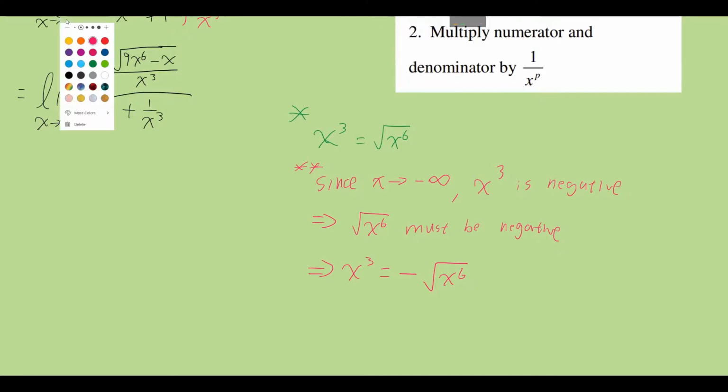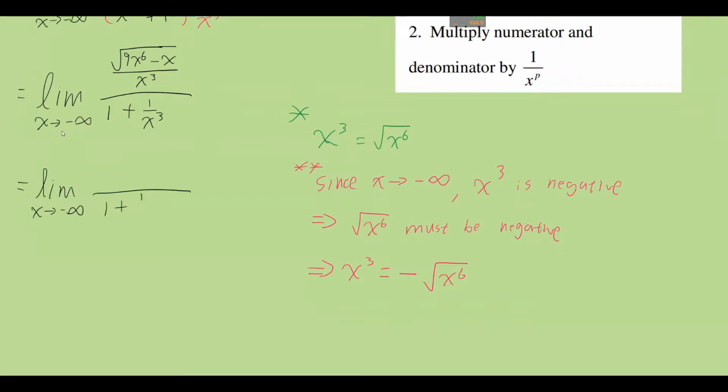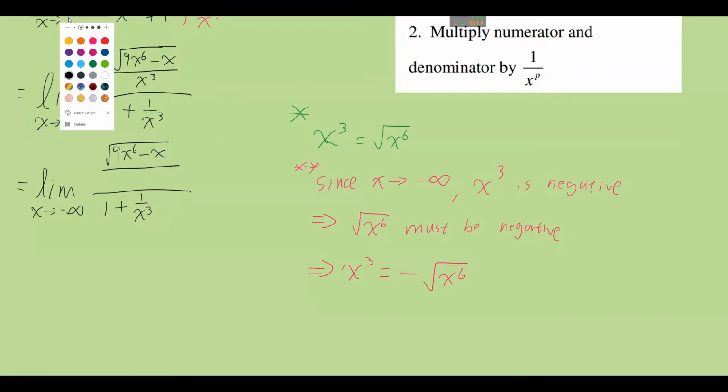Right, so let me show you what we are going to see here. All right, and let's see what we have in the original limit. Right, so we have x approaches negative infinity. Denominator is still 1 plus 1 over x to the third power. Now in the numerator, I have square root of 9x to the 6 minus x over, now x cubed, I'm going to write it as negative square root of x to the 6. And we talked about earlier why this has to be negative square root of x to the 6 versus just square root of x to the 6, right? Because of this information right here.